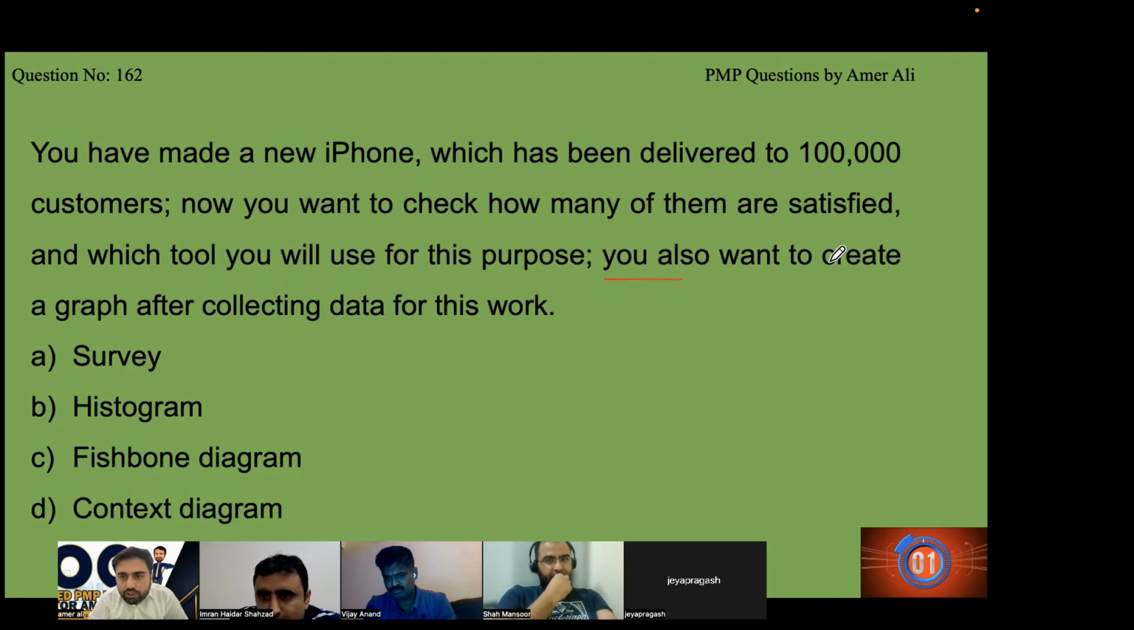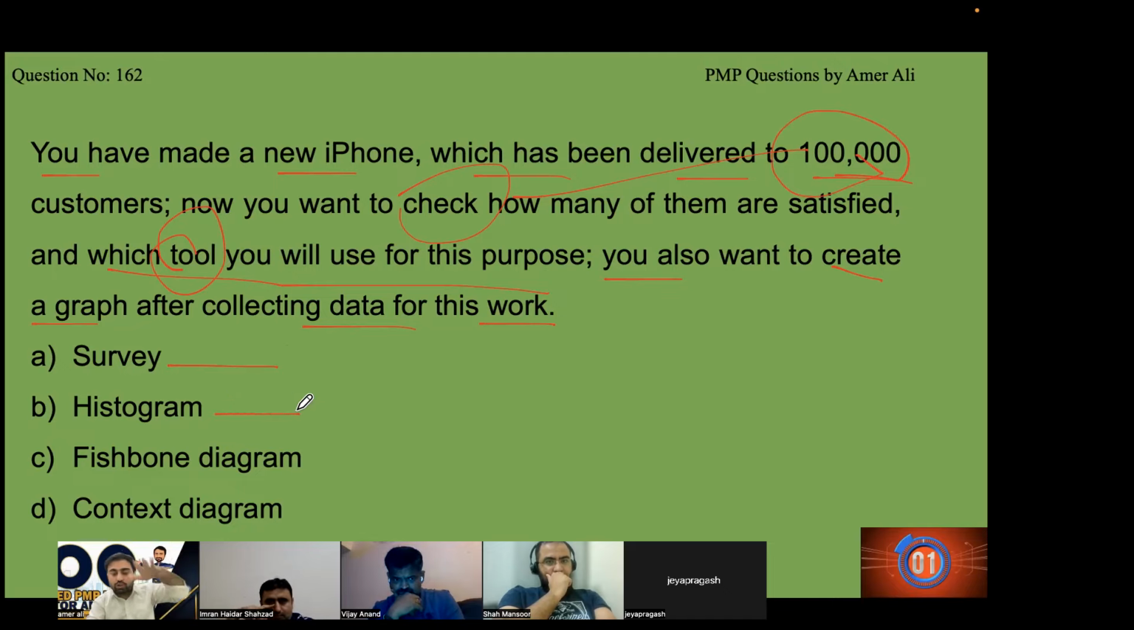Achaji, you also want to create a graph after collecting data from this work. You have made a new iPhone, which has been delivered to 100,000 people. Now you want to check how many of them are satisfied. Large audience, 100,000. It can be million, 10 million, I just put this number. Which tool will you use for this? Keyword, tool, and large audience. Survey is used for this purpose.